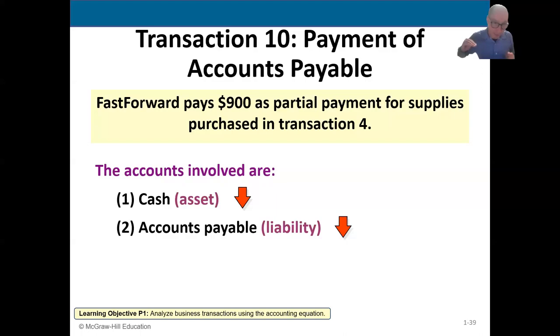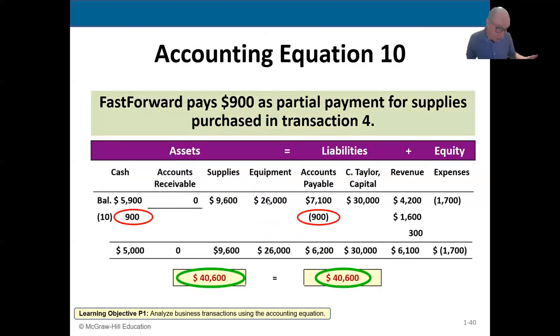Accounts payable goes up when I owe the money. It goes down when I pay the money. It works the same way with receivables and payables. It goes up and goes down, depending on what's going on with the cash. Yeah? So we debit accounts payable, to reduce the payable. We credit cash to reduce the cash, $900. We see the effect on the accounting equation. It still balances out. $40,600 is the new balance.